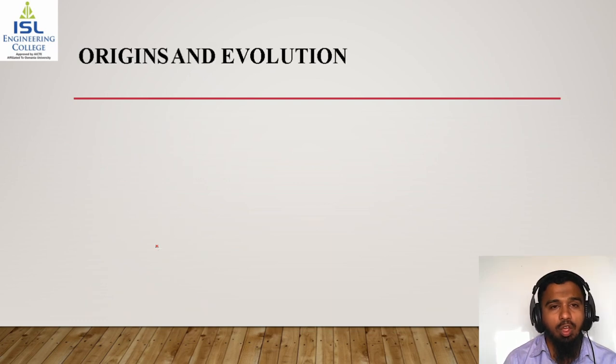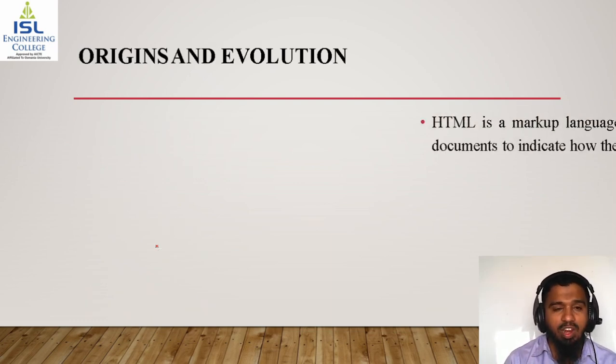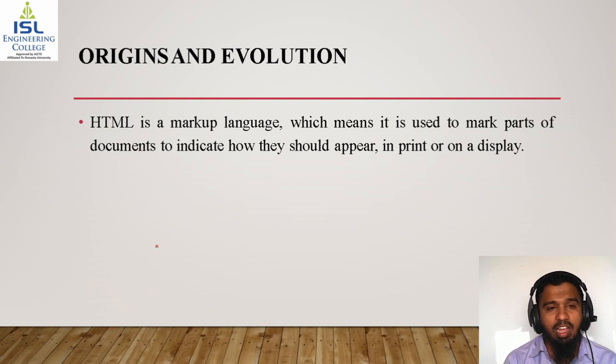So the first thing is origin and evolution, from where it started. The first point is, what does HTML stand for? HTML is Hypertext Markup Language. This is a markup language, which means it is used to mark parts of a document to indicate how they should appear in print or on a display. In simple words, a markup language is used to display or print on the page, to indicate how a document or page should be displayed on the screen.